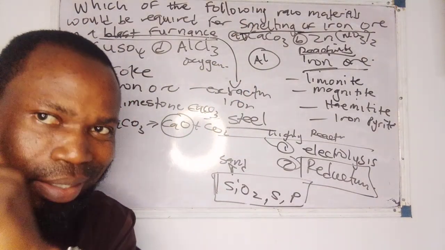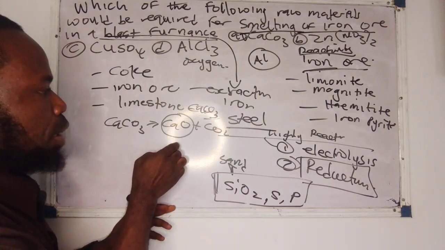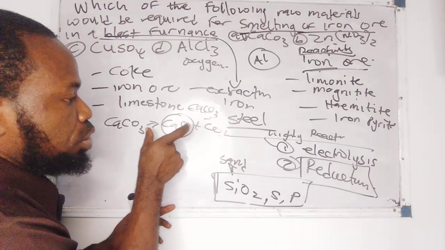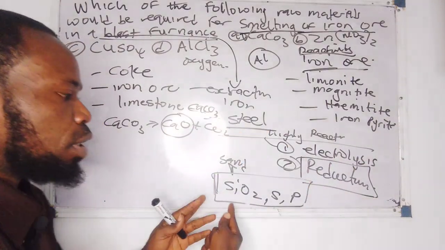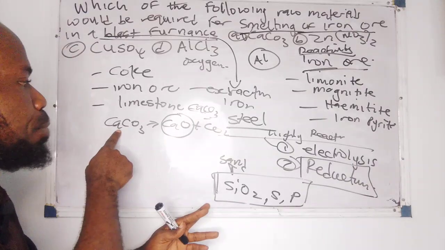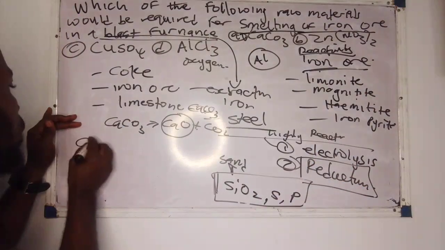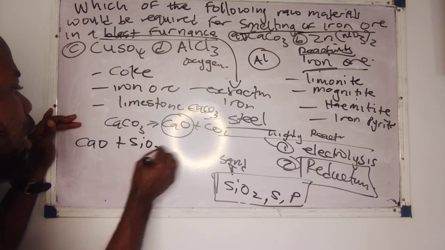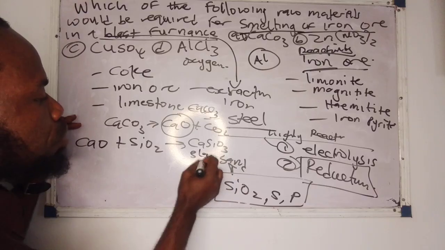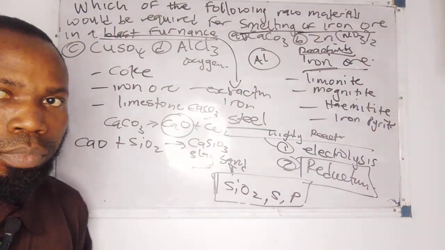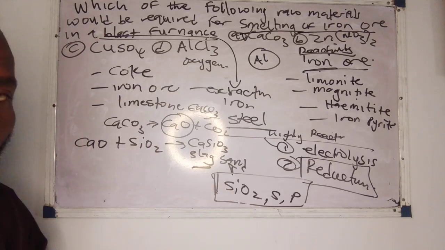But the question here is, what is this limestone used for? This limestone breaks down because of the heat to form calcium oxide, which is quicklime. Now this quicklime is used to remove the major impurity in iron ore, which is silicon(IV) oxide. So indirectly, limestone is used to remove the impurity in iron ore. In what form? If calcium oxide reacts with silicon(IV) oxide, we are going to get calcium trioxosilicate(IV), and this is regarded as slag. So we have succeeded in removing the impurity from the iron ore.